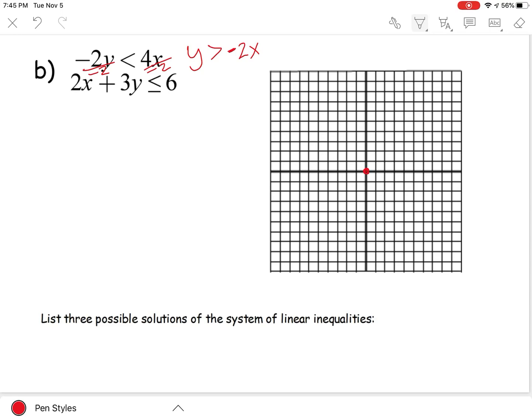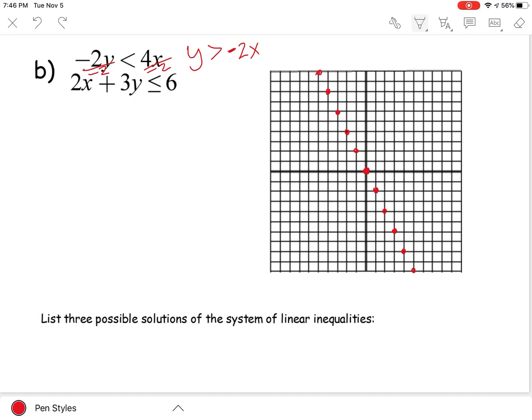We don't have a constant, so our y-intercept would just be 0. Then our slope is negative 2, so we're going to go down 2 and over 1. Since it's a negative 2, that's why we go down 2 to the right 1. Remember, you always go to the right. It doesn't matter if it's positive or negative, because the positive or negative tells you if it is up or down.